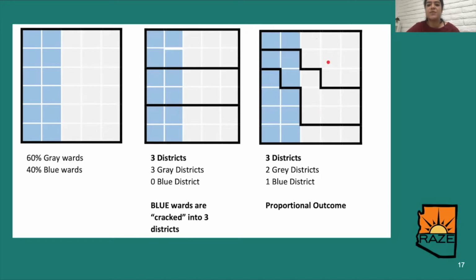However, in 2 wards, the gray is the majority, and in 1 ward, the blue is the majority. Again, this is more proportional because where we started, the majority of wards in the state were gray. However, this is proportional because both the gray wards and the blue wards have an opportunity to affect their own representation and elect individuals that will represent their communities of interest.